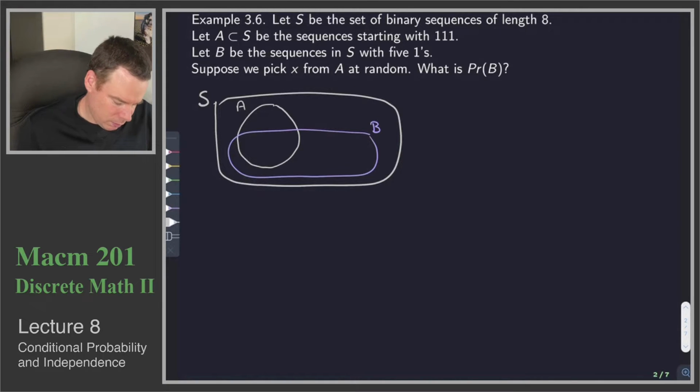Now, as an example, A is the set of sequences that start with 3 ones. What would be an example of that that isn't in B? Well, we could have 3 ones followed by 5 zeros. So 1, 2, 3, 4, 5 zeros.